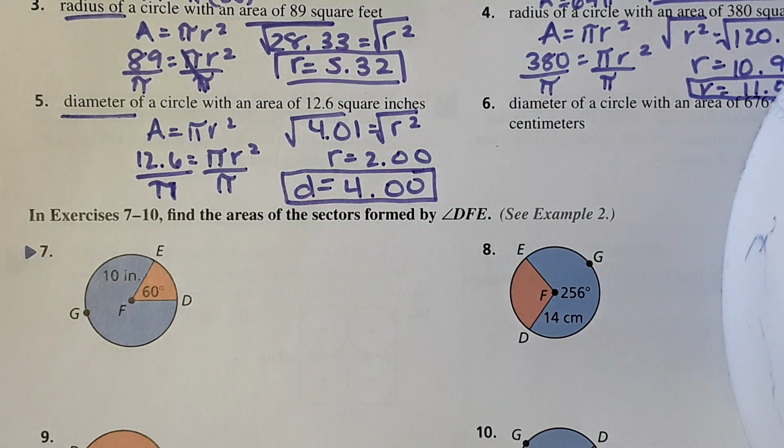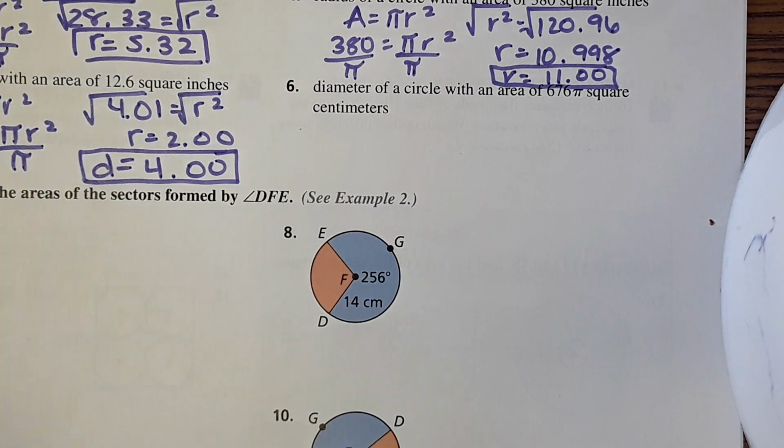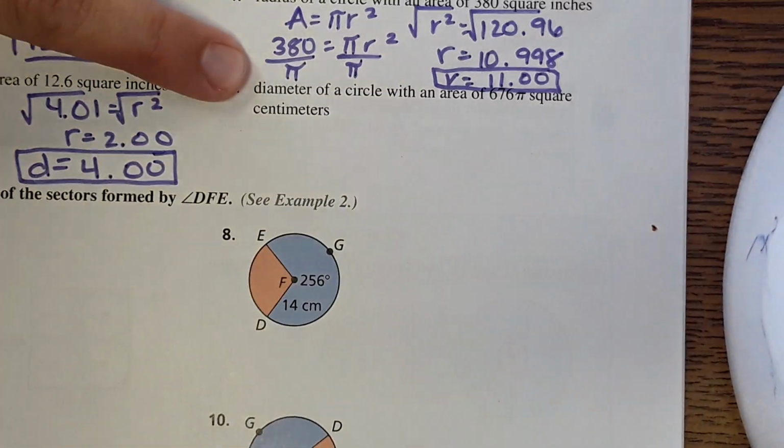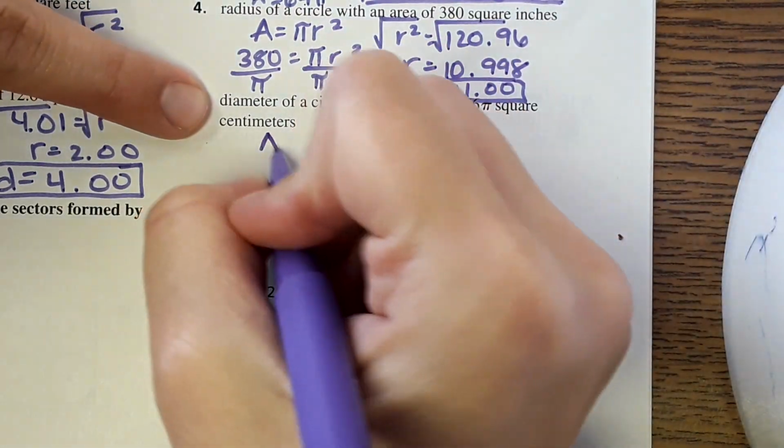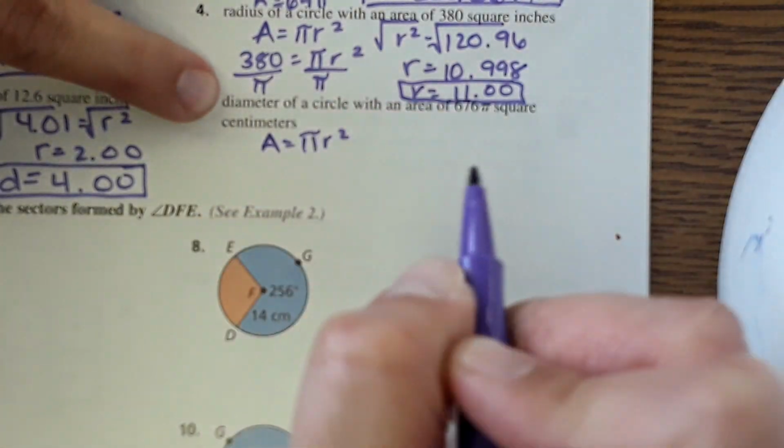Okay, moving on. Okay, next. Number 6. Same question. Area equals pi r squared. We're going to find the radius and then double it to find diameter.